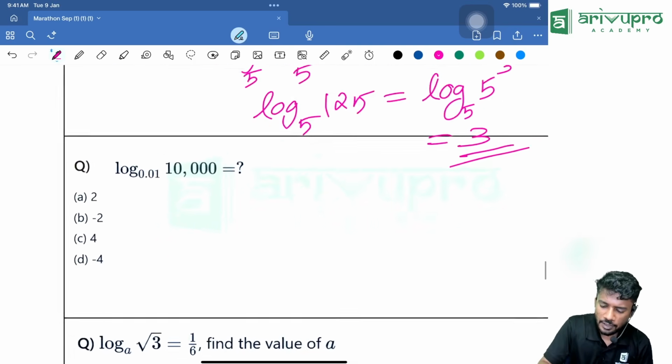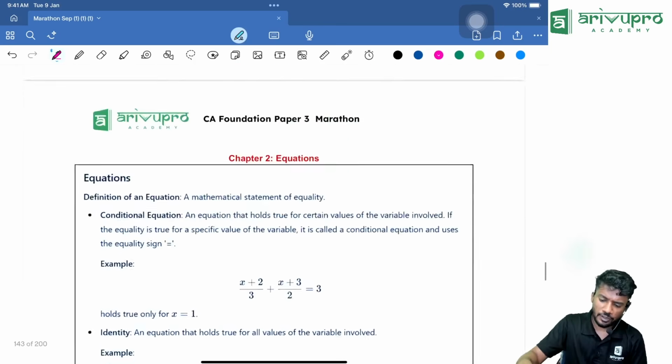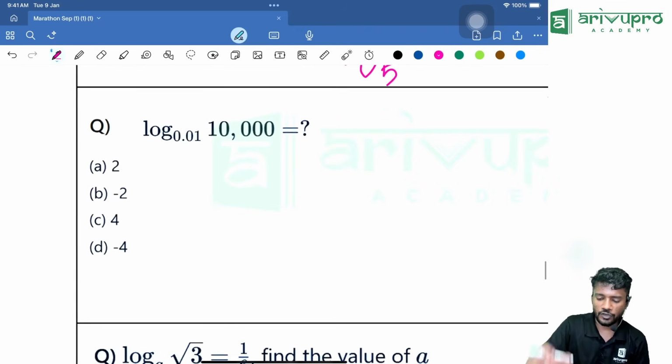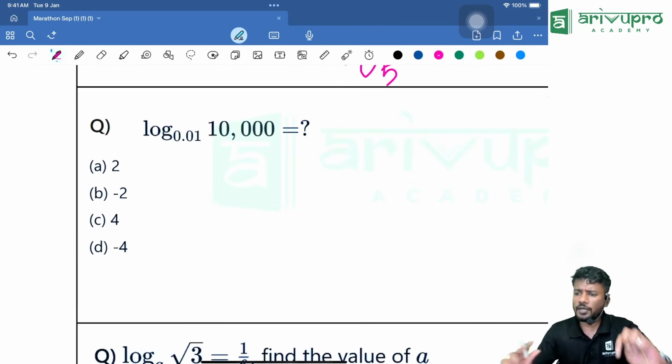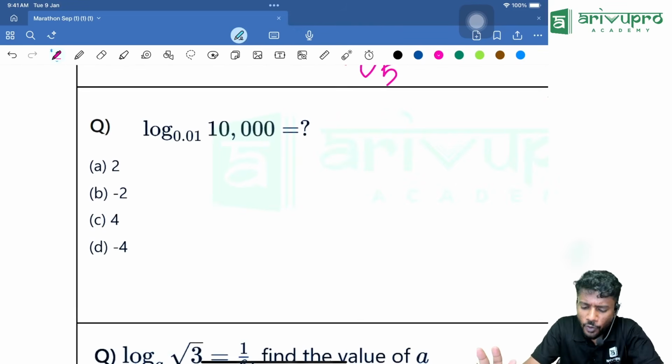Logarithm of 10,000. Actually, in logarithm only 2 questions are remaining. Then we will go for equations. Logarithm of 10,000 to the base 0.01 is how much? Minus 2. Okay, we will check.